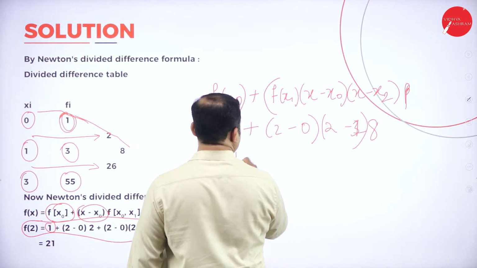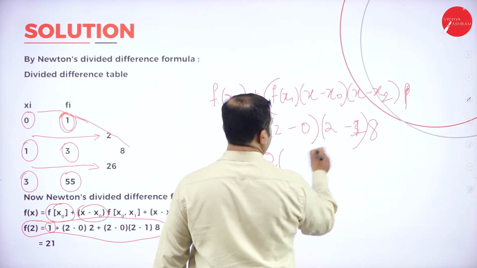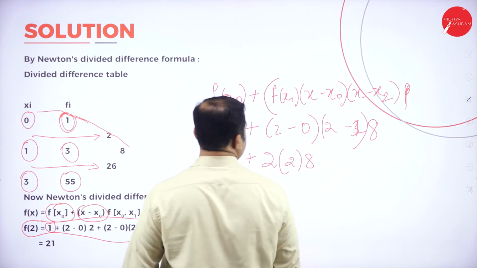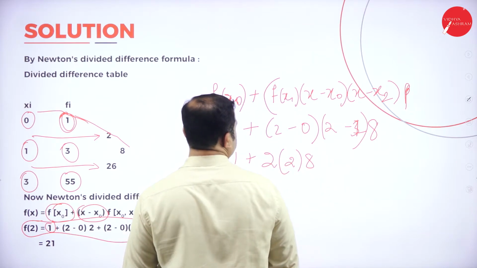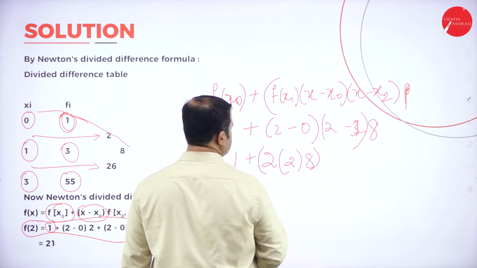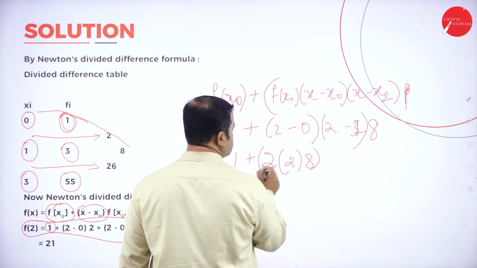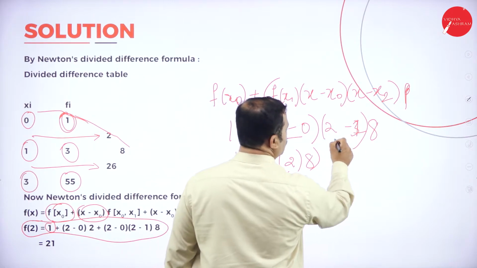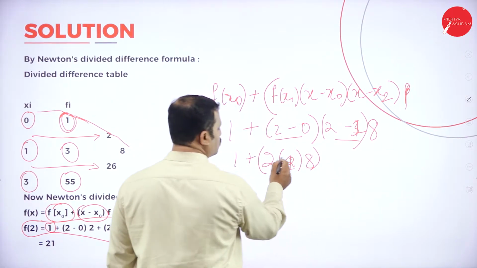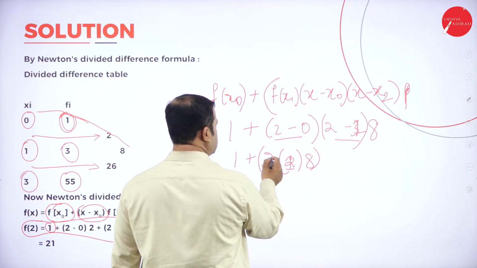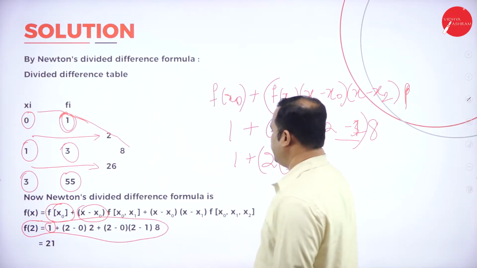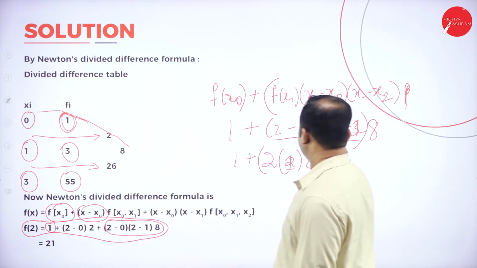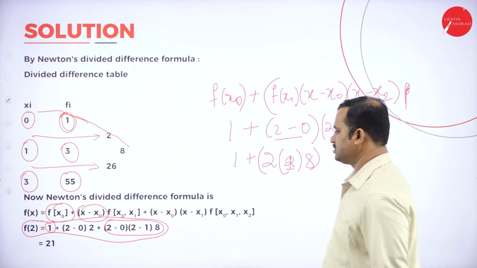Now if I simplify this, 1 plus 2 into 2, that is 4. 4 into 8. We have this term. 2 minus 4 is considered here. What is the value of this? 1 plus 2 into 2. That is, 2 minus 0 is 2. 2 minus 1 is 1, not 2. So 8 twos are 16. 16 plus 1 is 17. But we have the terms here like this.